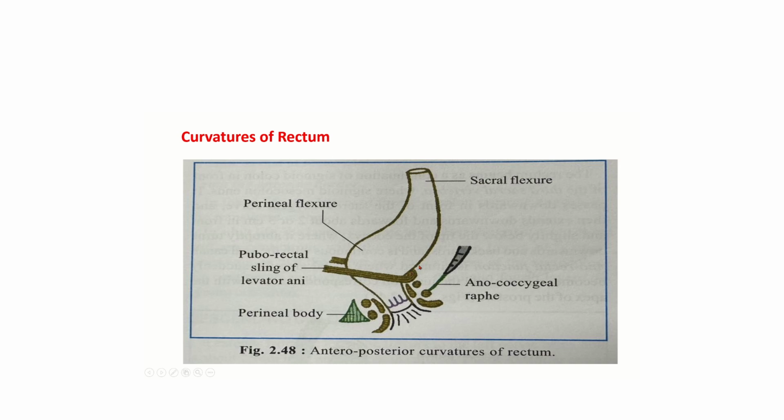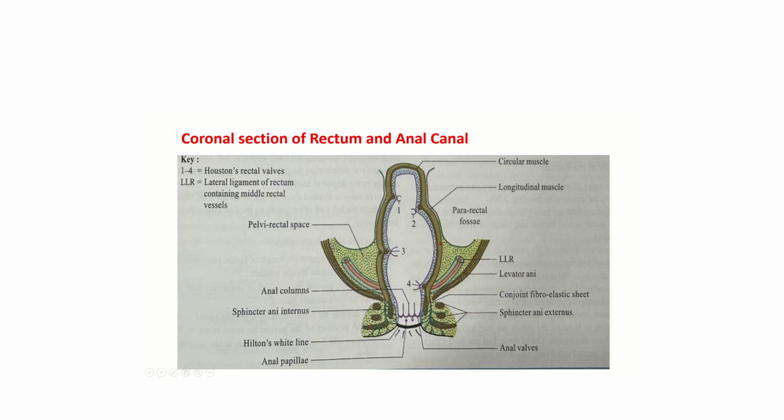You can see here, this is the sacral flexure and this is the perineal curvature. These are the anteroposterior curvatures, and this is the puborectal sling which maintains the perineal curvature. You can see here, these are the lateral curvatures. This is the upper right, this is the middle left, and this is the lower right. You can see exactly opposite of this curvature. In the concavities, you can see the valves.